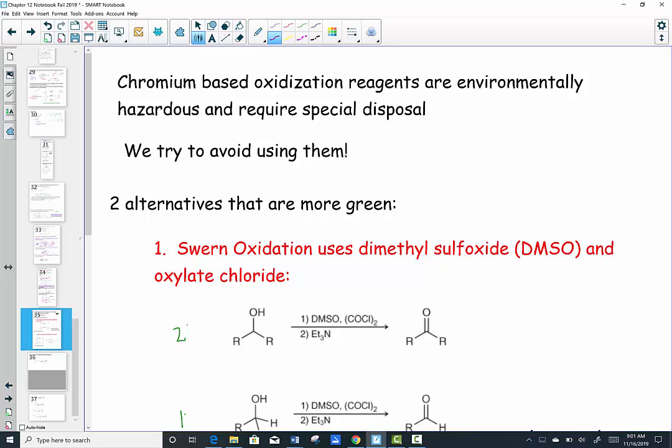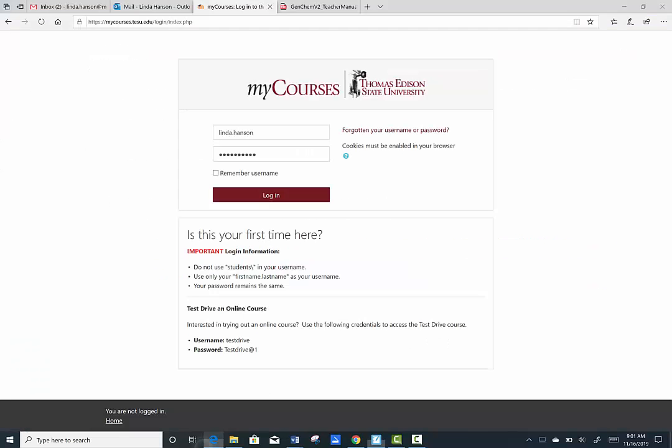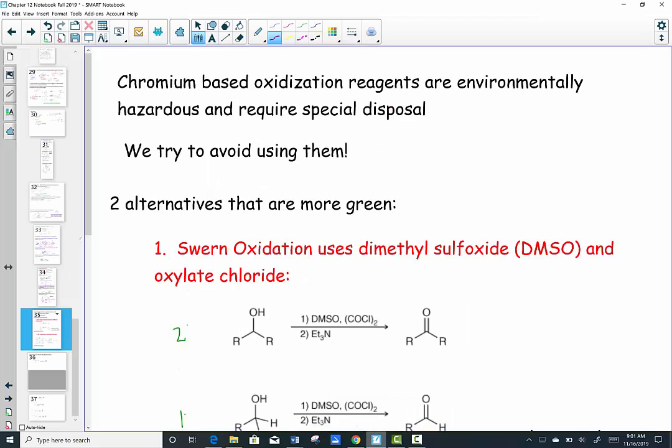This is a chromium-based product, very environmentally hazardous, so we try to avoid using them. There are 2 alternatives, but each of these have their drawbacks. So 2 more green, environmentally friendly alternatives. Let's present both of those. The first of those 2 is going to be a Swern oxidation. And it uses dimethyl sulfoxide, and you've seen this before, DMSO, dimethyl sulfoxide. And it also uses oxalyl chloride. So here's your DMSO, oxalyl chloride.